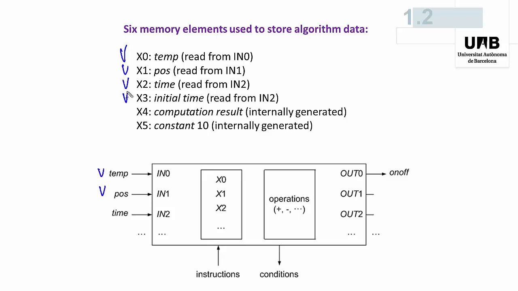X3 will also read the time. It will be the initial time of our wait instruction. Then we will use X4 to store computation results. And finally, X5 to store the constant value 10. As regards the operations, we only need 2, addition and subtraction. The latter is implicitly used to compute conditions such as xi positive or xi negative.